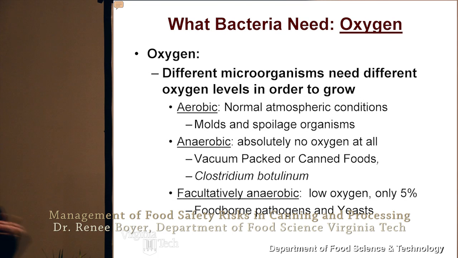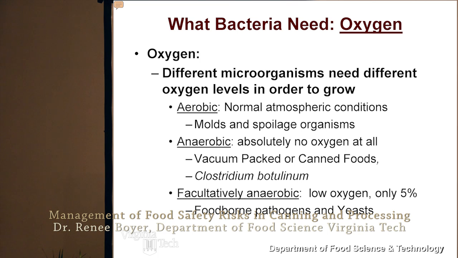This is the second to last growth requirement, oxygen. Different types of microorganisms require different oxygen concentrations in order to grow. Aerobic growth is atmospheric conditions, and those organisms are called aerobes. They grow at regular atmospheric oxygen conditions. These are things like molds and spoilage organisms.